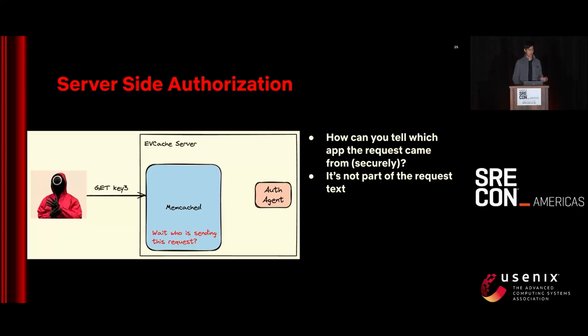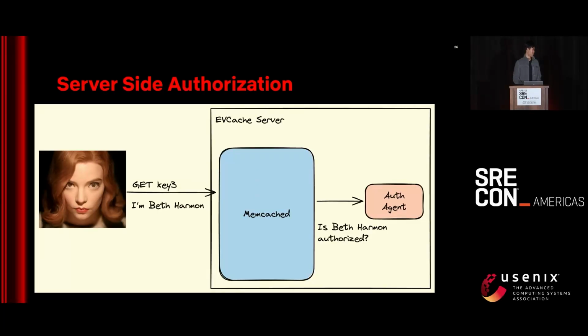But how do we know? How does Memcached know where or who is sending the request in the first place? Because that is key information for Memcached to know in order to even ask the agent who is allowed to access that server. And it's not part of the request text. So one easy solution, and wrong solution, is to just send that with the request.